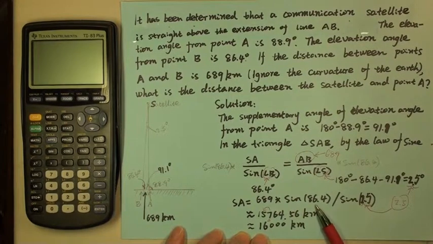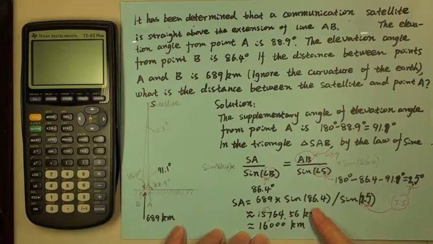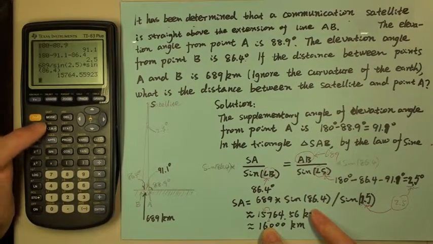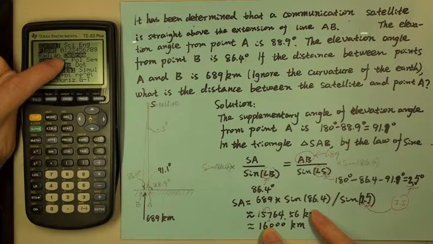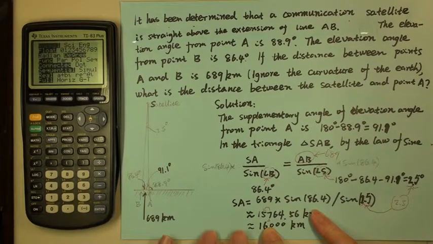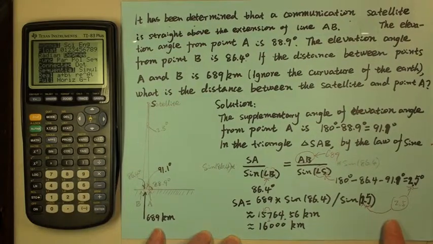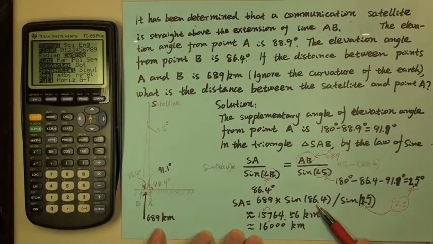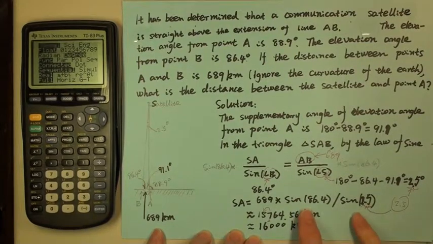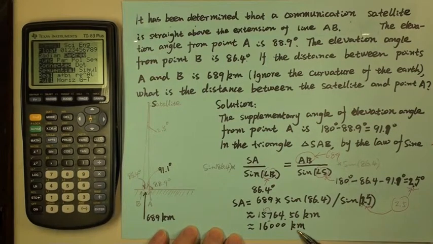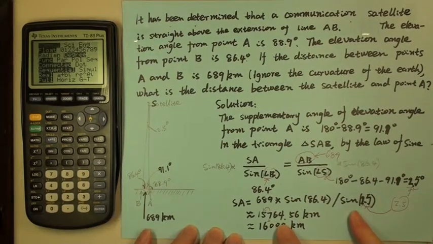Another thing is that when you calculate sine 86.4, you want to make sure your calculator is in degree mode, not in radian mode. If you put it in radian, you won't get this answer. You may have a different calculator, but make sure your calculator is in degree mode. Then you should be able to get this answer and finally this answer.